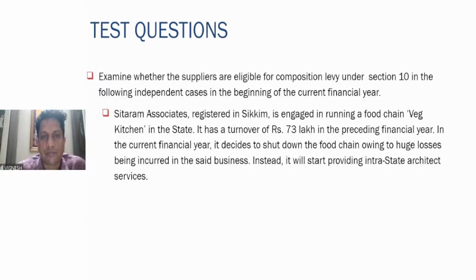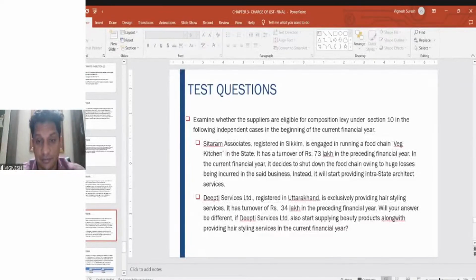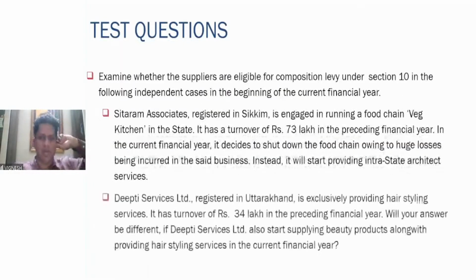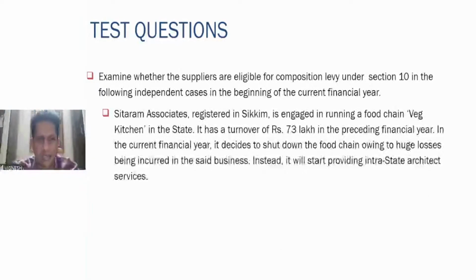So, if you observe, the preceding year turnover is 73 lakhs. But now they want to open an architect services entity. So in this particular situation, if you want to apply for other services, your turnover has to be less than 50 lakhs. Since the turnover is 73 lakhs, he cannot opt for the composition scheme, because he wants to start service providing under it. Since he wants to start as a service provider, you have to check the turnover. Turnover is 73 lakhs in the preceding financial year. So therefore he cannot opt.